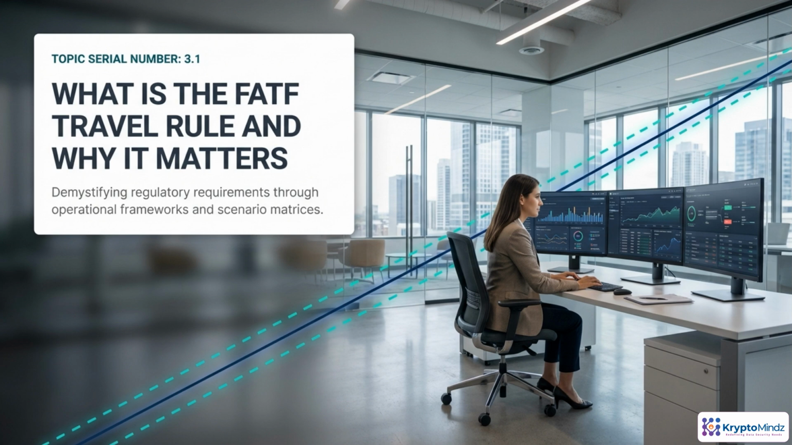The FATF Travel Rule is a data rule for crypto transfers. When value moves between regulated platforms, key information about who's sending and receiving has to move with it. It matters because banks, regulators, and counterparties increasingly treat solid travel rule compliance as a basic license to operate.